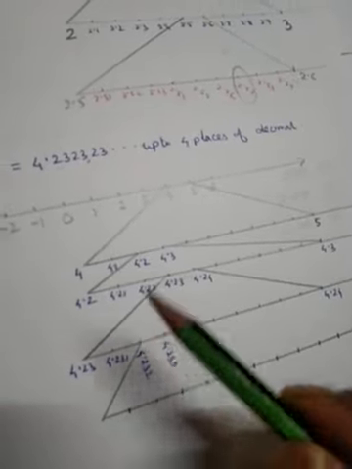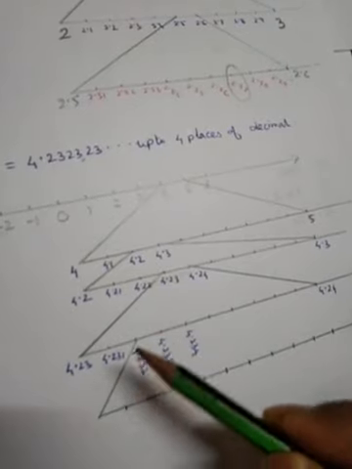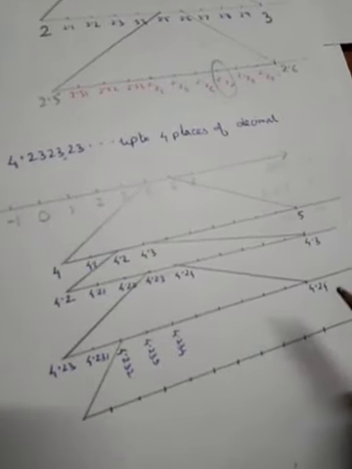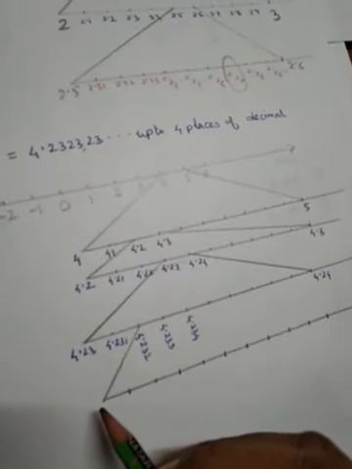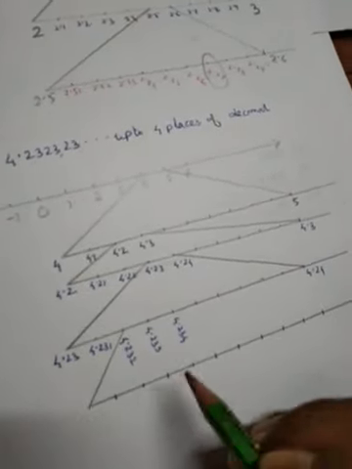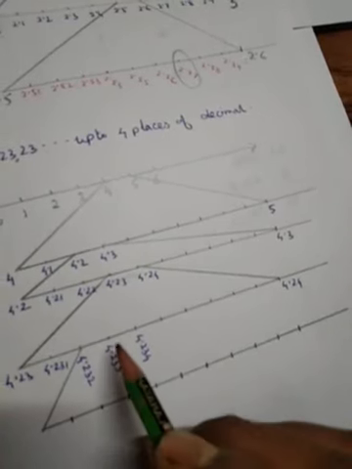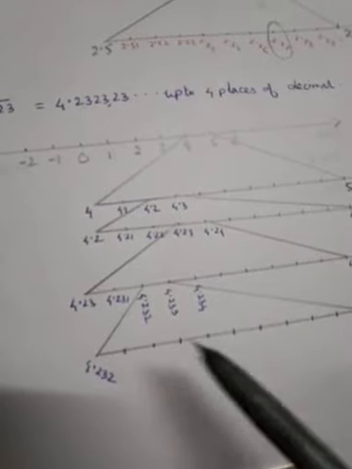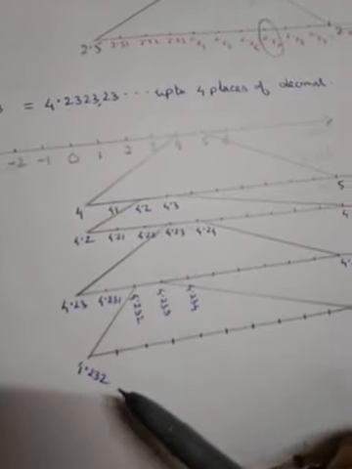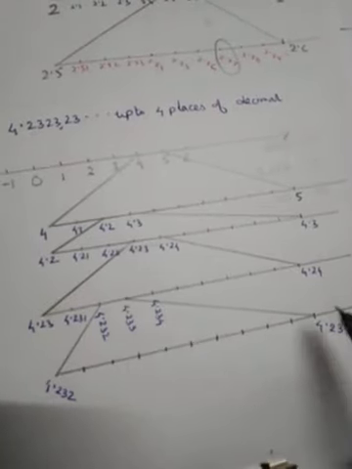So this 4.232 will have to expand. Draw this line, then this will be your 4.232, and then make 10 equal divisions, and this 10th position join with this. So this is your 4.232, then in the 10th position 4.233.